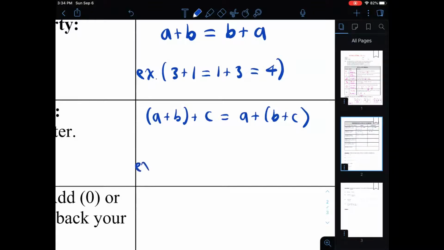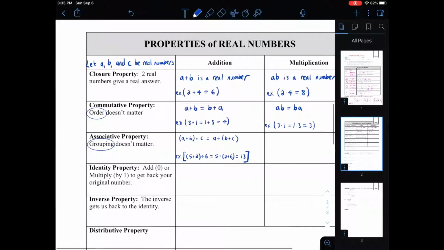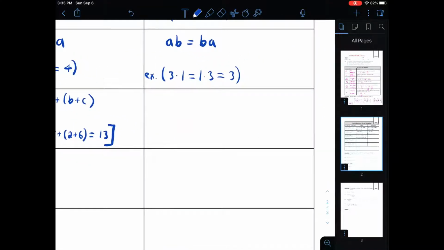So for example, I'm going to use brackets here. If we do 5 plus 2 plus 6, that's going to equal the same thing as 5 plus the quantity of 2 plus 6, which still equals 13. Okay, so it didn't change the order. This is 7 plus 6. This is 5 plus 8. Those both equal 13. All right, same thing for multiplication.